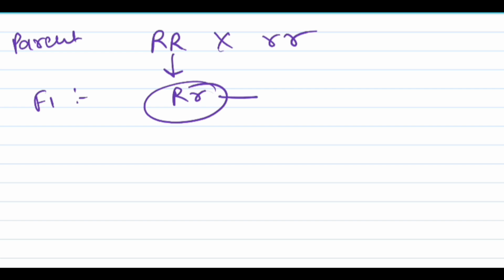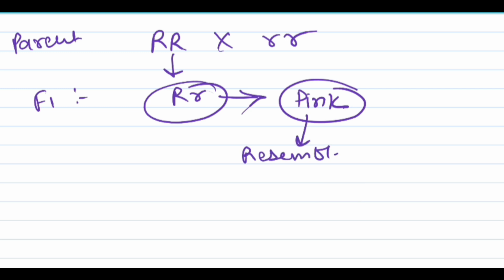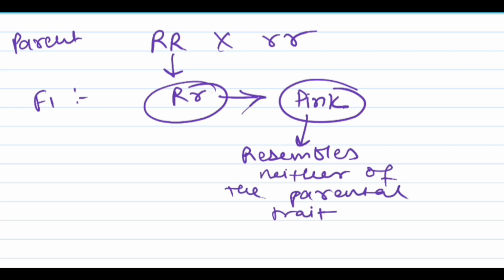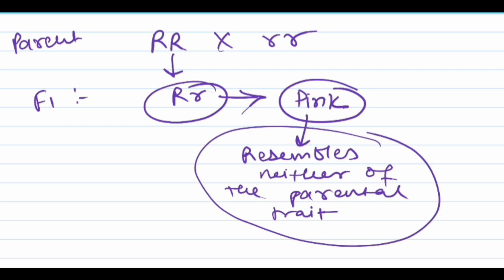Now here comes the twist. This color will be pink, and as you know that pink is neither red nor white, it's a mixture of red and white, so it resembles neither of the parental trait. Now comes another thing, that is there blending occurring? Like this thing already is violating the law of dominance that Mendel provided with his experiments. Now I'll tell you that there is no blending here. Now why there is no blending?